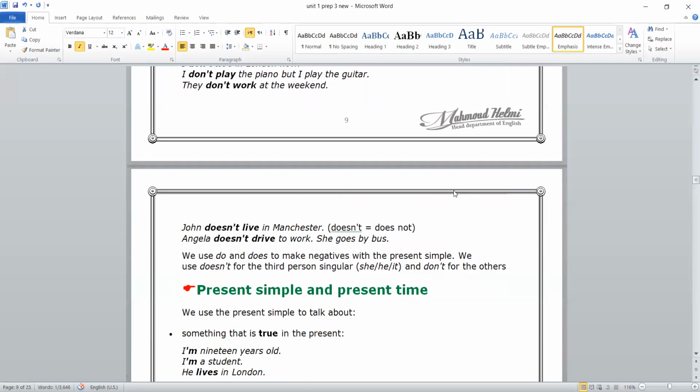From these examples, my dear students, I want you to discover how we can form the negative of the present simple. Yes, that's right. We use don't and doesn't. We use don't with the pronouns I, you, we, and they. I don't, you don't, they don't, the boys don't. And we use doesn't with he doesn't, she doesn't, it doesn't, Ali doesn't. Okay?